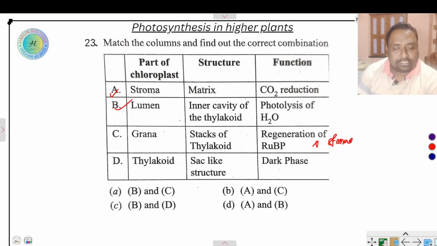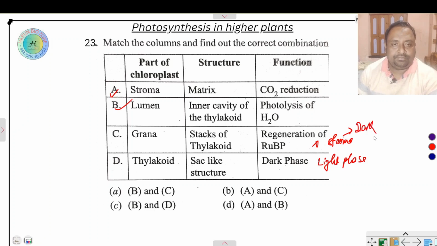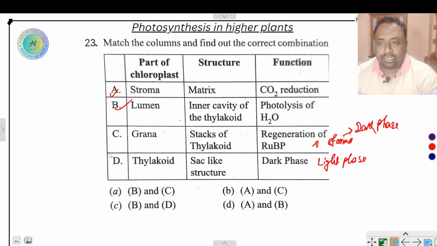Thylakoid, sac-like structure, dark phase not in thylakoid, light phase occurs. Dark phase occurs in the stroma region, the dark phase of photosynthesis. So here the right option is A and B, the correct combination.